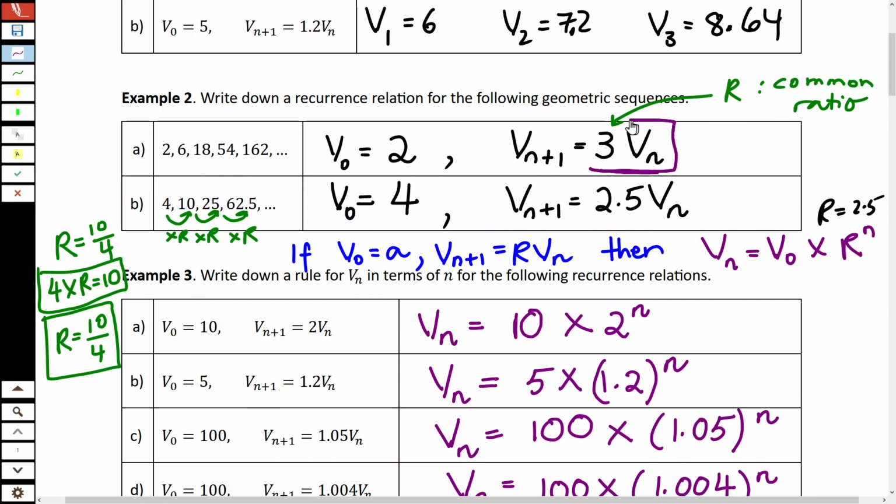Can you see that? Okay? Because in the sequence, we're multiplying by 3 each time. So if it's doubling, it will be 2 Vn. If it's tripling, 3 Vn. If it's increasing by times 4 each time, it will be 4 Vn. So the number in front of Vn is just the number that you are multiplying by each time.